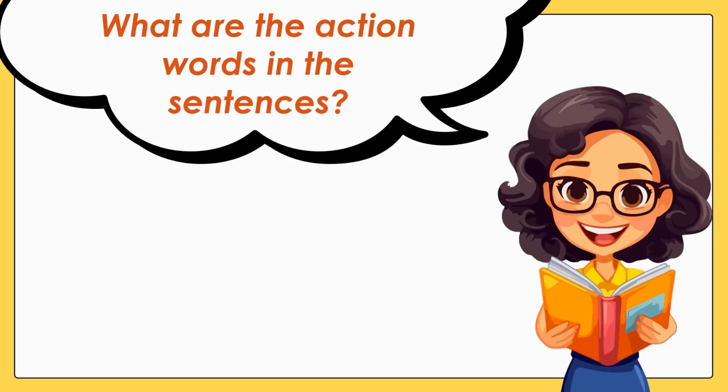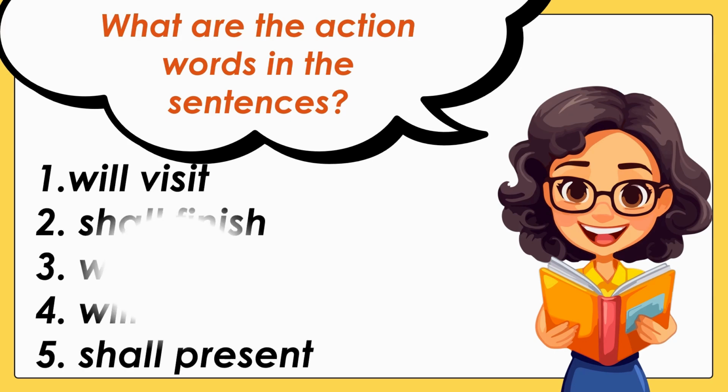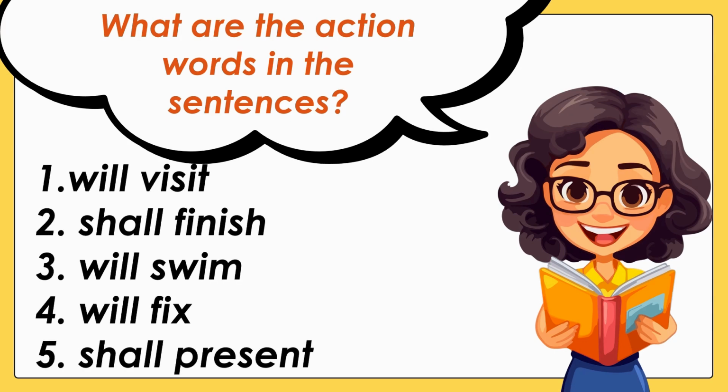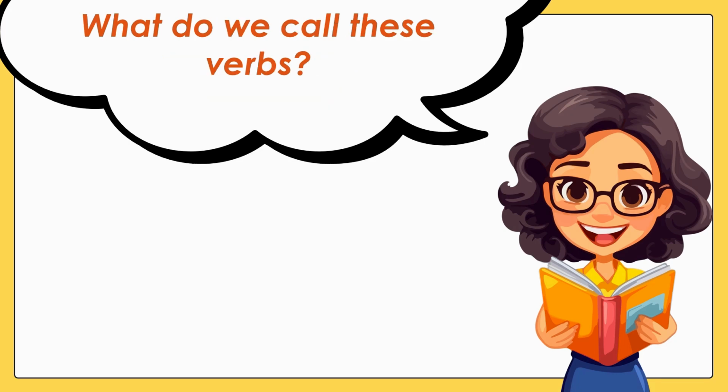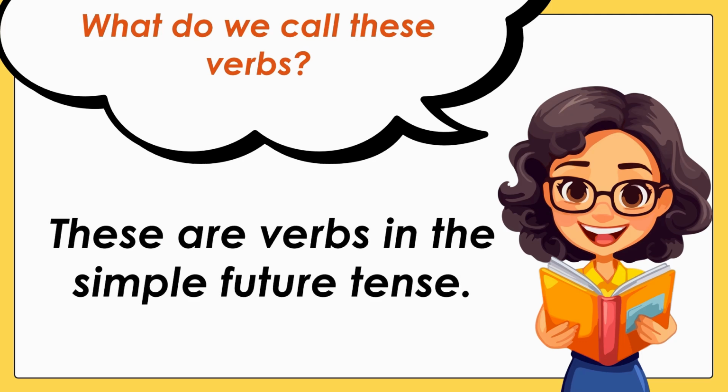Now, what are the action words in the sentence? Number 1, will visit. Number 2, shall finish. Number 3, will swim. Number 4, will fix. And number 5, shall present. What do we call these verbs? These are verbs in the simple future tense.